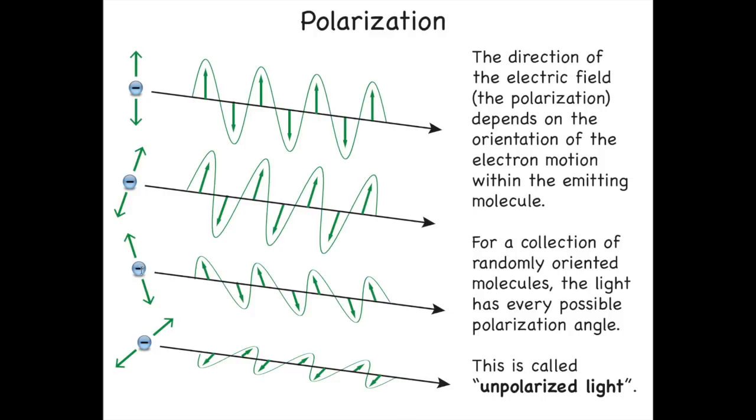Right? Of course, you can have every possible orientation in between, and when we look at something like sunlight or just a lamp, we generally have every possible orientation of molecules, and so we have every possible orientation of electric field. We call that unpolarized light, but unpolarized light is really what we should call randomly polarized light. The light has polarization, it's a mixture of every possible angle of polarization.